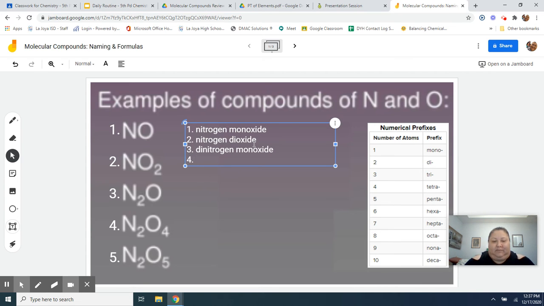Very good. Okay. I still have the same elements, so I'm going to put those in. But what is the prefix I need for number 4? Could you try that one? Try number 4.